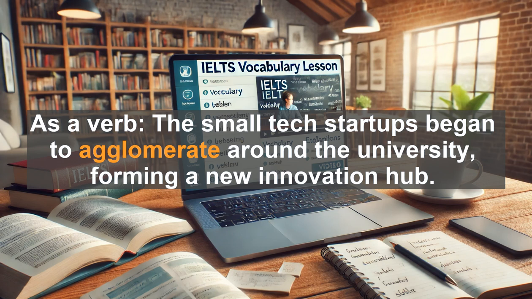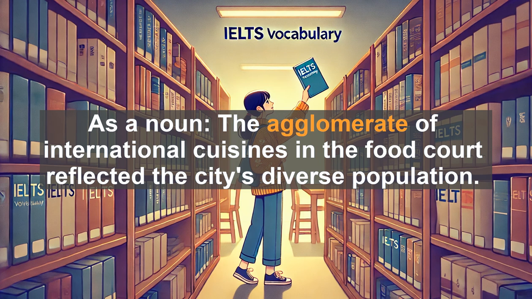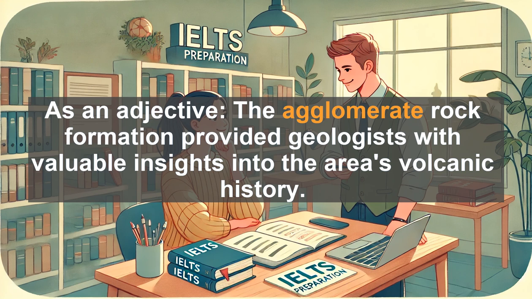As a verb, the small tech startups began to agglomerate around the university, forming a new innovation hub. As a noun, the agglomerate of international cuisines in the food court reflected the city's diverse population. As an adjective, the agglomerate rock formation provided geologists with valuable insights into the area's volcanic history.